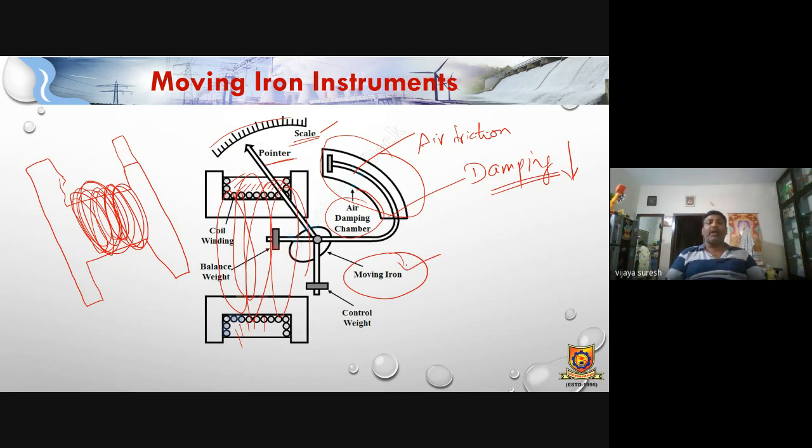This moving iron is going to be attracted by the magnet, or repelled from the magnet. Whether it is the North Pole or South Pole, the iron will always be attracted. Keep that in mind. In the attraction type moving iron instrument, whatever the pole of the magnet, the magnet will attract the iron from either side, so we don't have any pole difference. Along with the pointer and moving iron, there will be a controlling weight and a balancing weight. These are all parts of the system that produce the controlling torque.